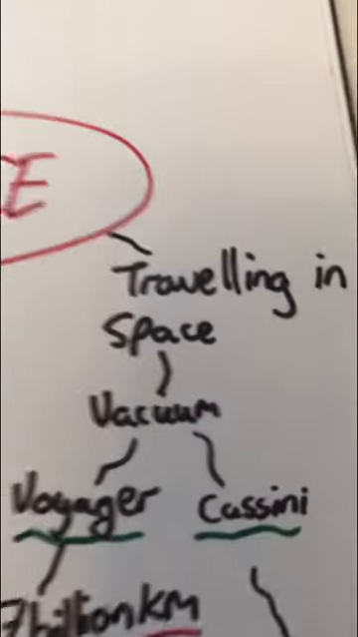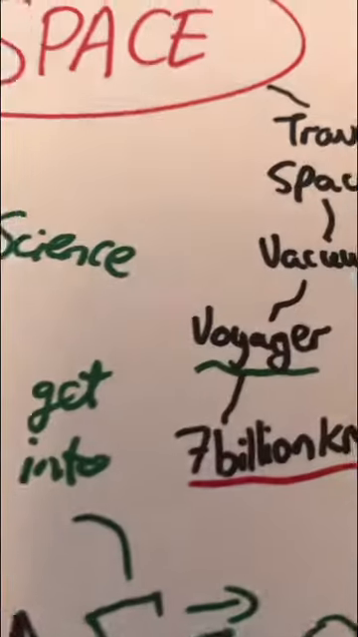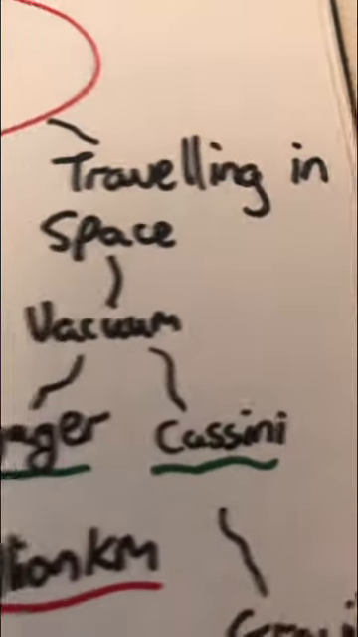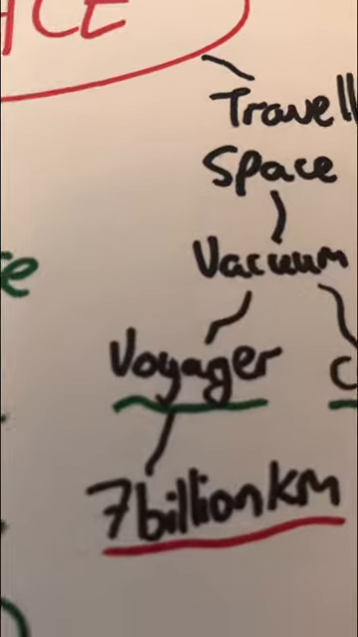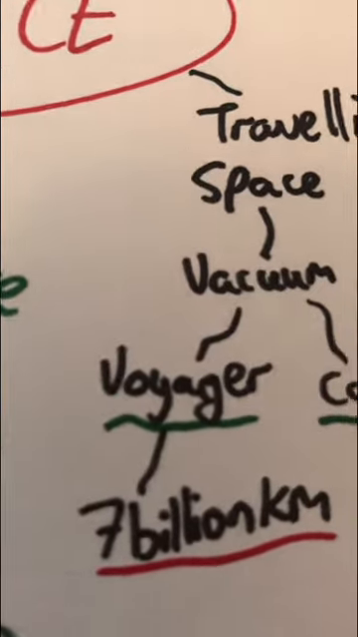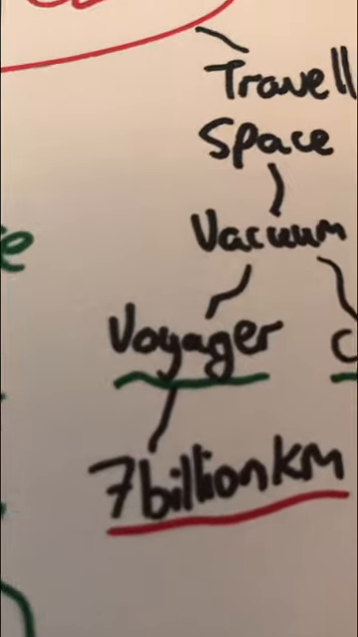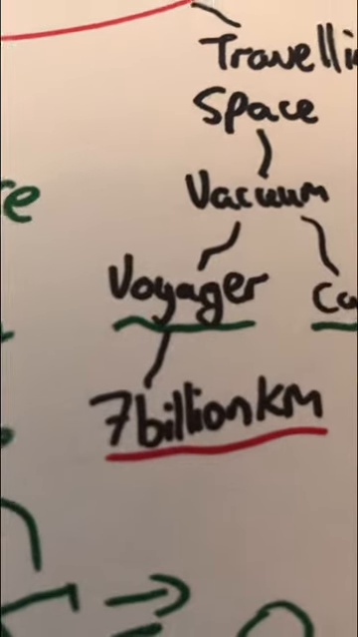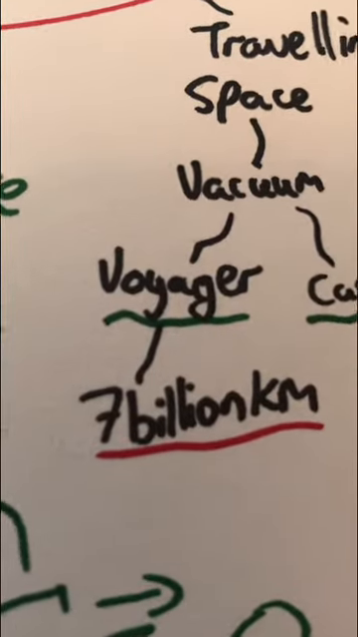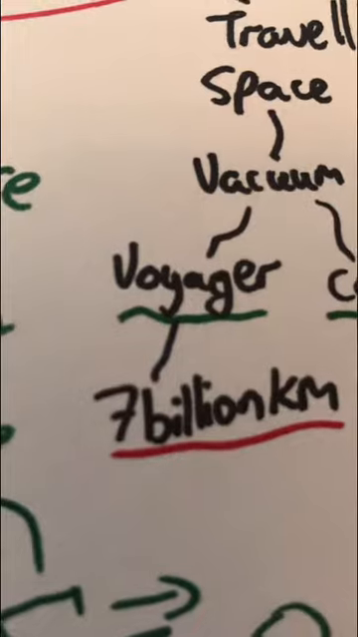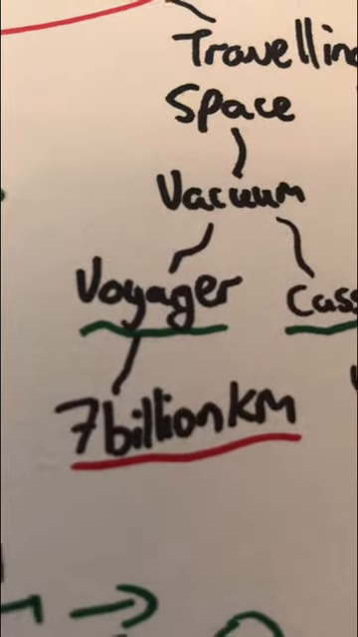And I think even if you decide not to do traveling in space, you need to look up these two spacecraft, the Voyager spacecrafts. There's two of them. They set off in the 1970s, and they are the furthest traveling man-made objects ever made. They've traveled 7 billion kilometers. They passed Pluto a few years ago, and they've gone into interstellar travel now.